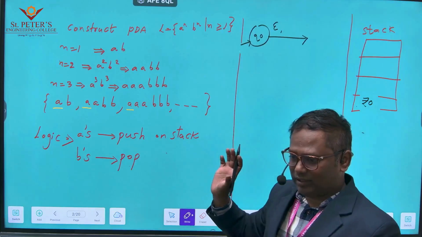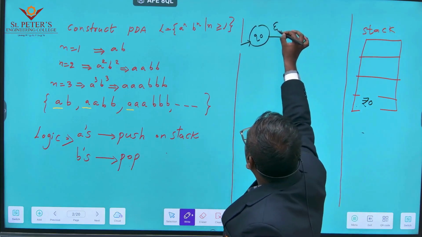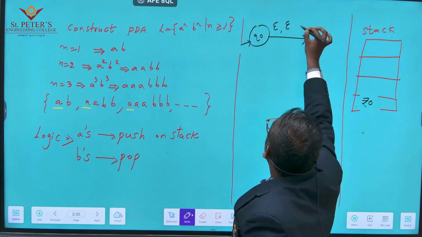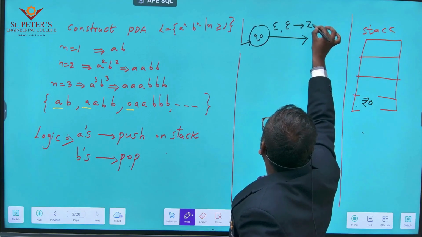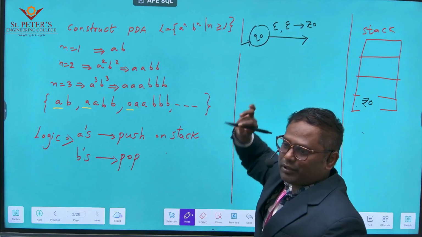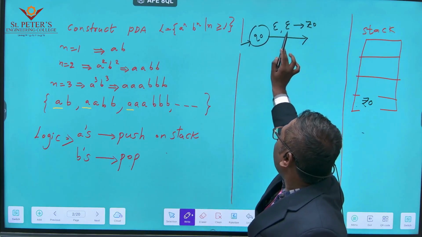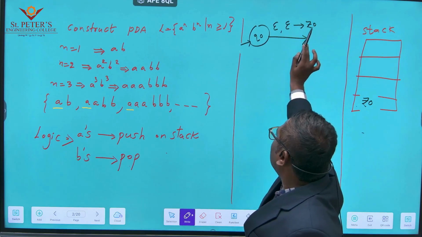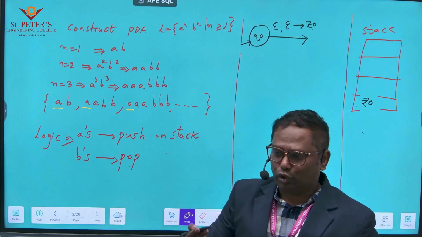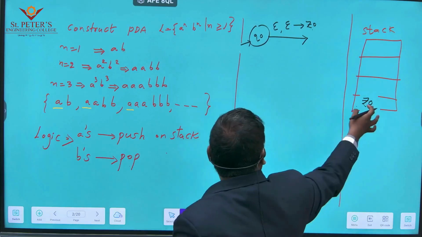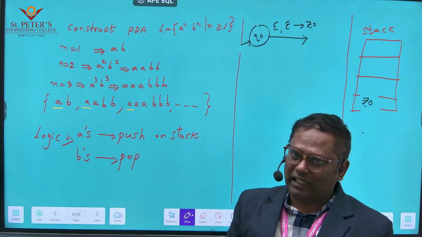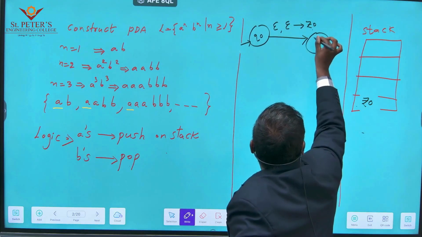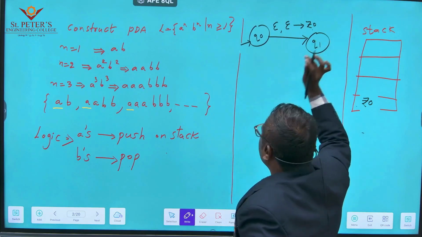This is the logic in the pushdown automata. I don't have any input, nothing is there on the top of stack, and I am going to insert Z0. Here, the first epsilon indicates the input, the second epsilon indicates the previous top of stack, and the third, Z0, indicates the new top of stack value. After inserting, this Z0 is acting as a marker or an indicator. Now I have reached a state called Q1.